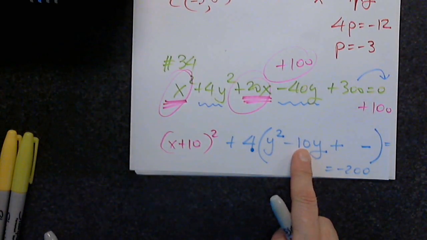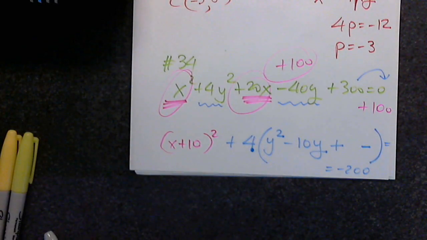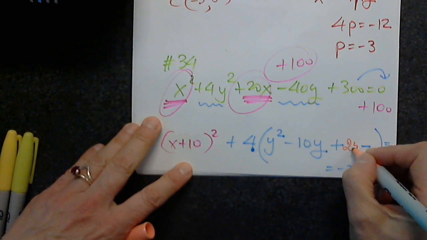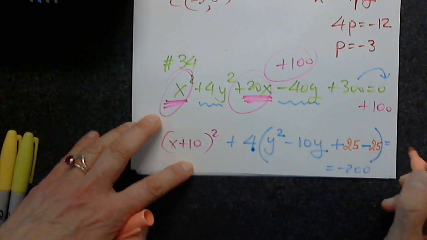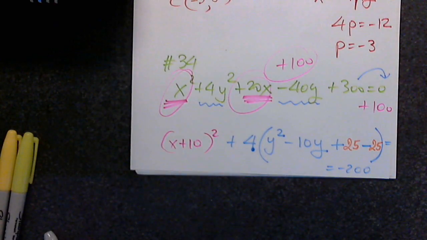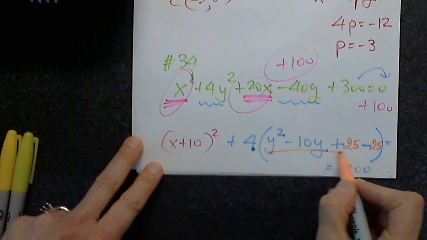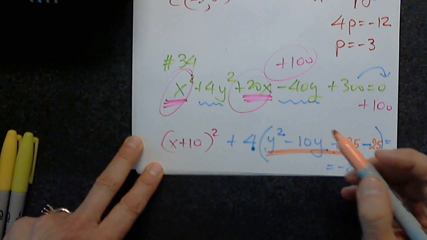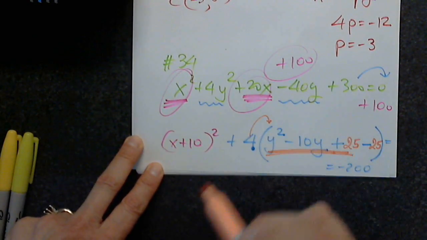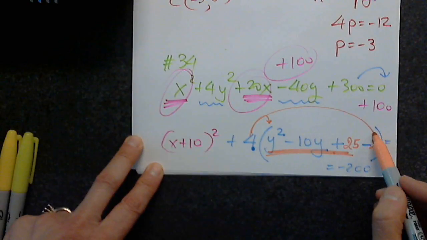So 10 divided by 2 is 5, and 5 squared is 25. So inside, I'm adding a 25, and I'm subtracting a 25, which means nothing. I'm not doing anything. So if I give you $25 and I take it back, there is no deal. Right. So now I have to complete this square, and then I will distribute outside and outside.